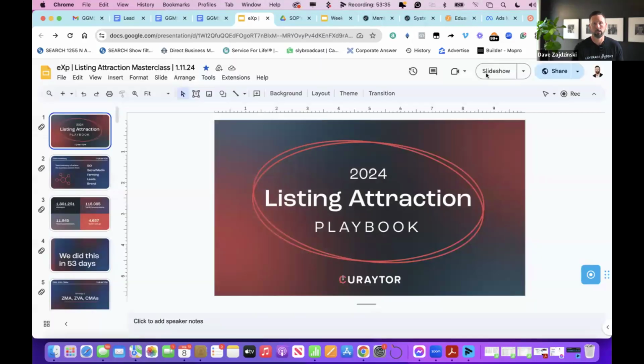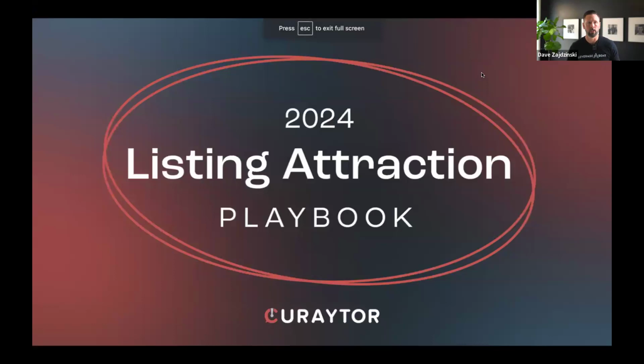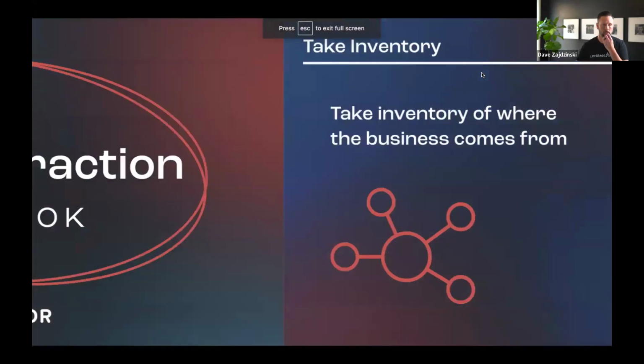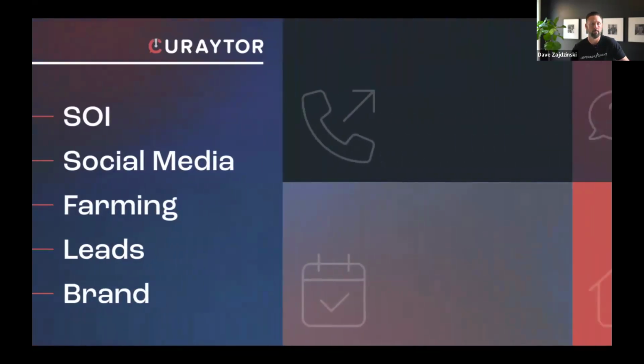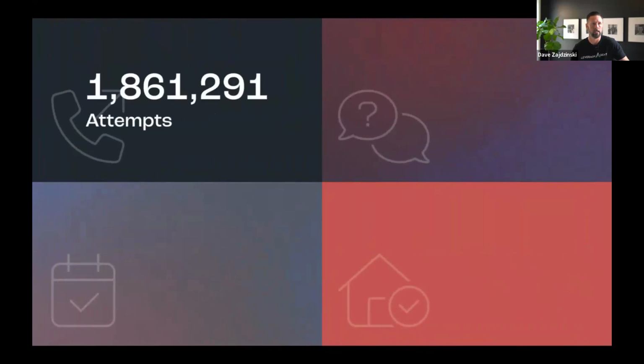But this came out of Curator. So I think there's just dynamite stuff in here that you or your virtual assistants can do yourself. I'm just going to fly through this. But basically, if you're a top 100 team, you're doing SOI, social media, farming, leads, and branding yourself. That's where your business is coming from. You're paying for leads somehow, you're doing farming, and you've got a brand running. So if you want to emulate a top 100 team in the nation, that's what you need.